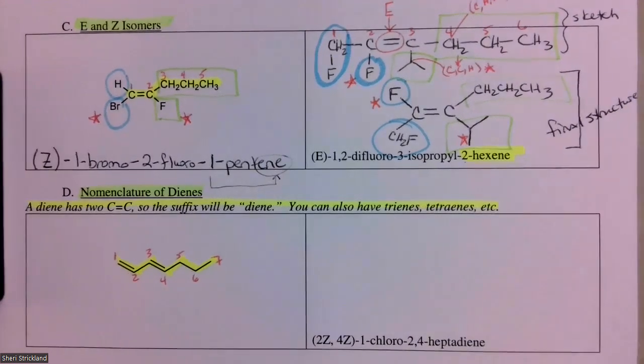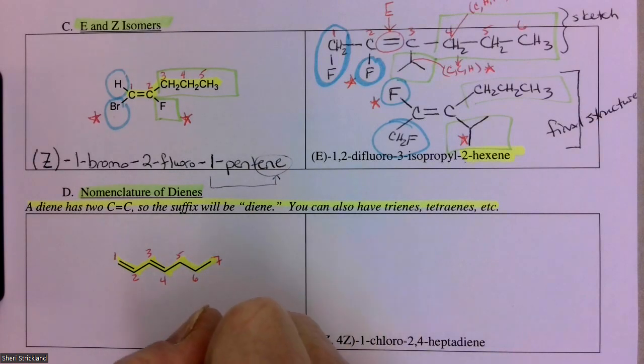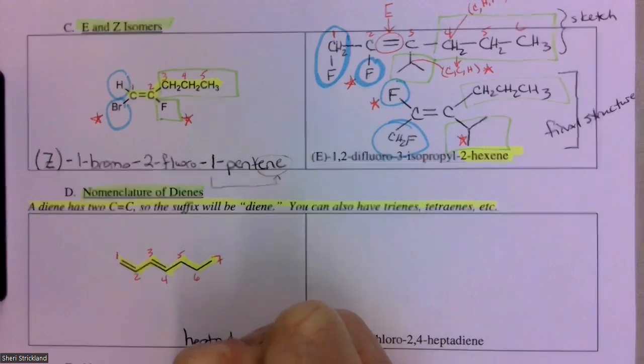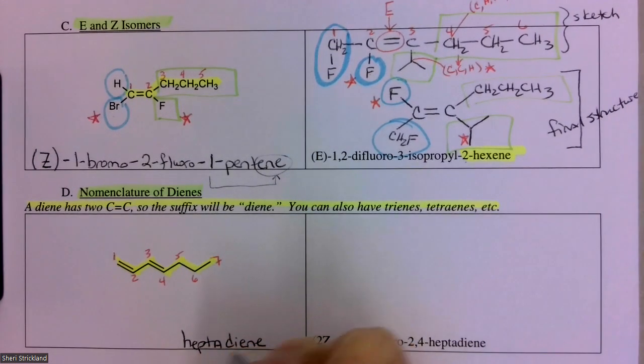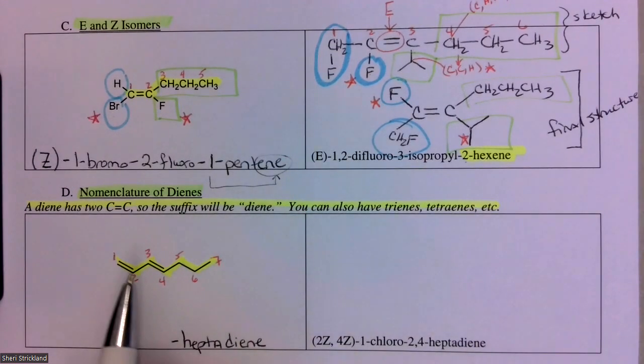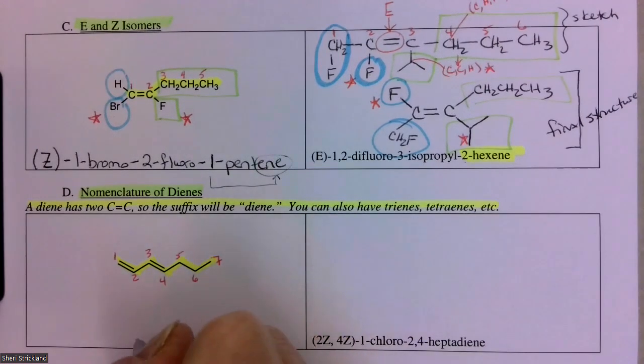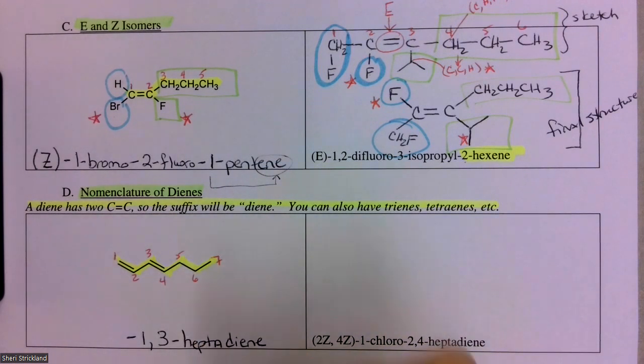The 7 carbons would be heptane. 1 carbon-carbon double bond would be heptene, and so 2 is heptadiene. And the numbers will be the lower of these two and the lower of these two. So this is 1,3-heptadiene. And now we need to know about stereochemistry.